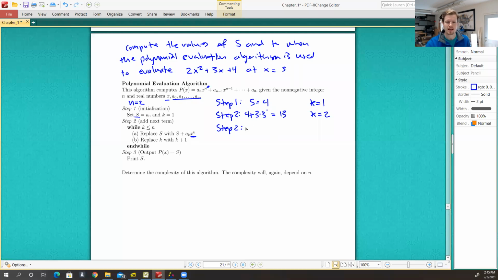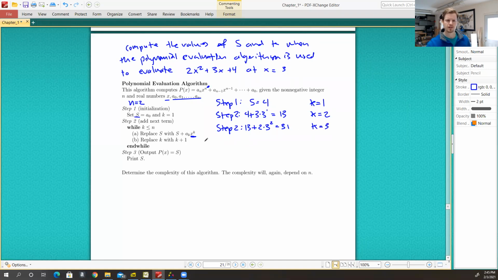So we replace s with s plus this thing. So now we have 13 plus the coefficient, so 2 times x squared, and x is 3 here, so 3 squared. So we have 13 plus 2 times 3 squared. Well, 3 squared is 9. 2 times 9 is 18. 18 plus 13 gives us 31. And we increase k by 1, so k is equal to 3.